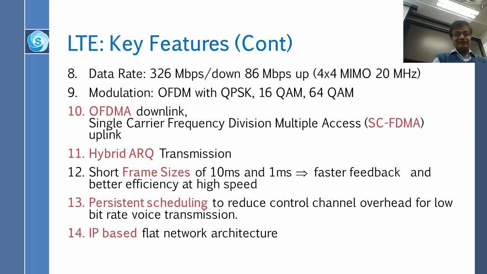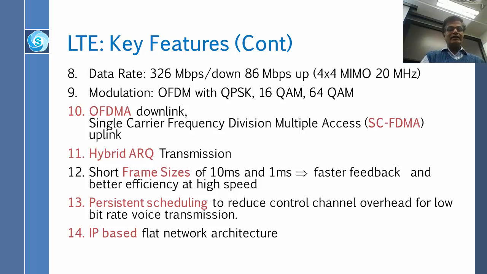You can get 326 megabits down, 86 megabits up with 20 megahertz and 4x4 MIMO. Of course, if you don't have 4x4 MIMO, if you don't have 20 megahertz, you won't get these rates. The modulation is QPSK, 16 QAM, and 64 QAM. So now we are getting there. Okay.